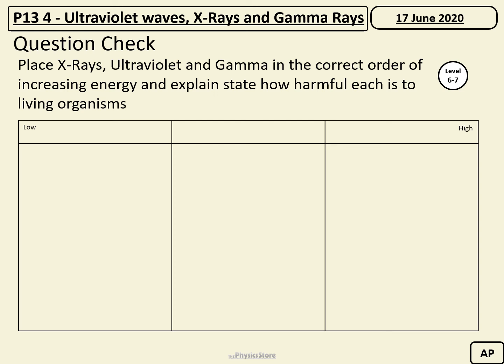Another question check. Place X-rays, ultraviolet and gamma rays in the correct order of increasing energy, and state how harmful each is to living organisms. So on the table you can see low and high. This is grades 6 to 7. So pause, have a go, and then I'll be giving you the answer shortly.